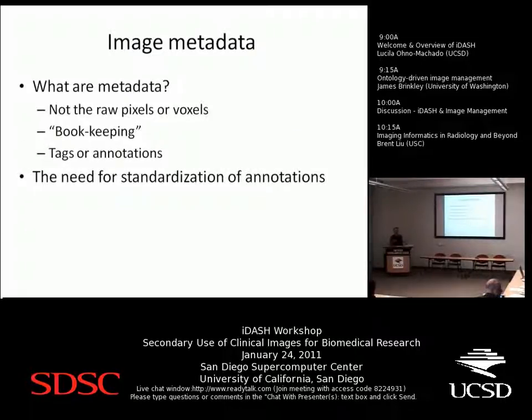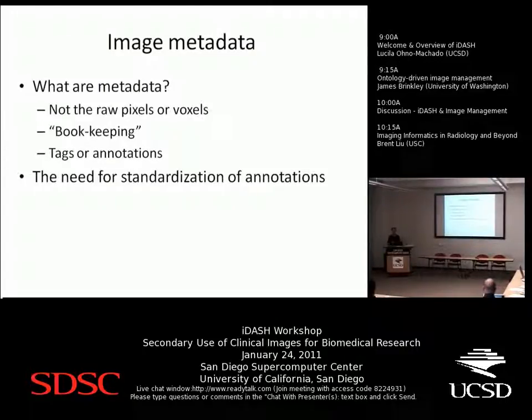First, I'm pretty sure everybody knows what metadata are, but just to review, it's not the raw pixels or the voxels in the image itself, it's data about data. A lot of times in DICOM images, it's the header information: the patient name, the time the exam was taken, a lot of bookkeeping information that you need to retrieve the images. But you can also add tags or so-called annotations to these images, which might help you retrieve them. And it's these annotations that I think we're primarily talking about here.